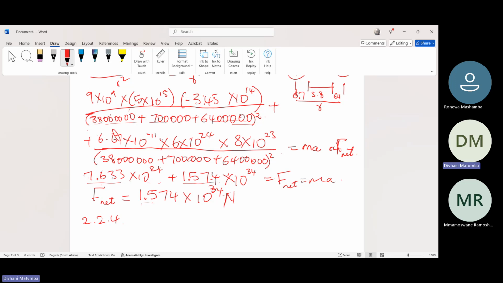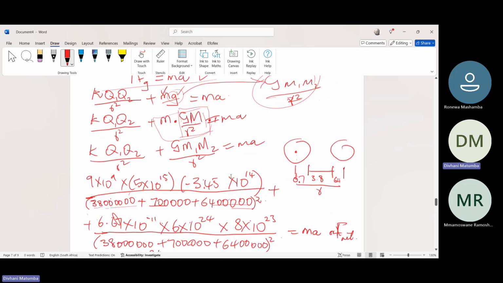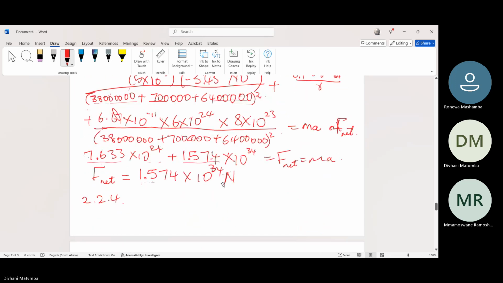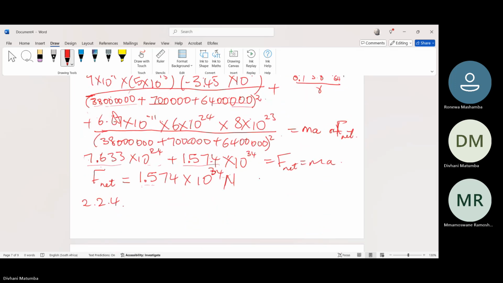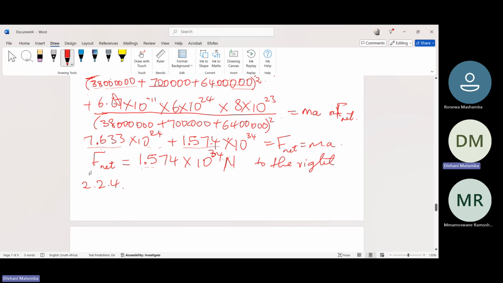Now, what is the direction of the force? If you are considering A, it will be to the right, but if you are considering B, it will be to the left. So your object will accelerate to the left because there is a net force, Newton's second law. Okay, 2.4.